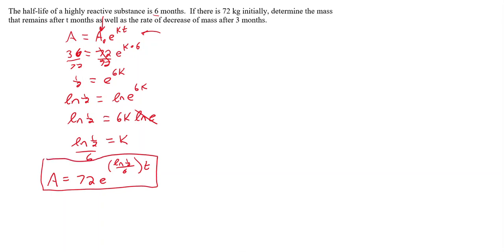Okay, now the second part says, as well as the rate of decrease of mass after 3 months. So the rate of decrease of mass is really talking about the derivative. So we know that f prime, actually I won't use f prime again because I changed my notation. We'll just say A prime. And we'll say at 3 months, so I'll make it A prime of t so we can have something to put in, is equal to A naught times e to the power of kt times k.